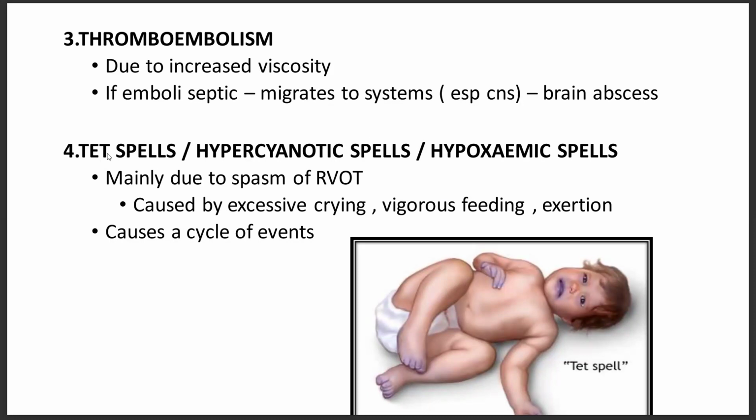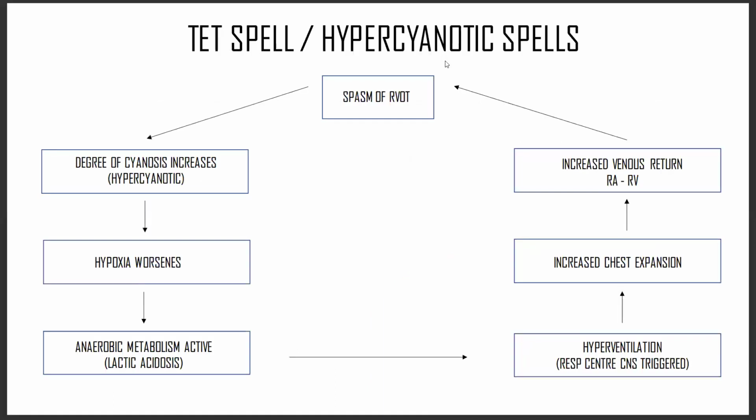Then the fourth complication is the TET spells, or the hypercyanotic spells or hypoxemic spells. That is mainly due to spasm of the right ventricular outflow obstruction, caused by excessive crying, vigorous feeding, or exertion, which causes a cycle of events. This is the cycle of events showing the TET spells. Because of the crying, vigorous feeding or exertion, there will be spasm of the right ventricular outflow tract. So the degree of cyanosis increases. That is hypercyanosis, and there will be worsening hypoxia.